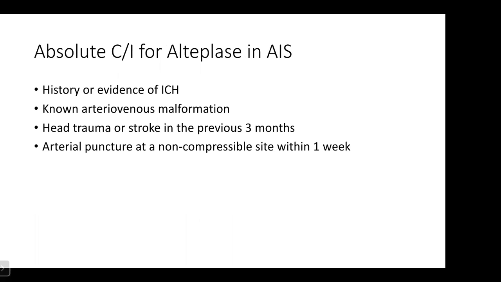We generally give alteplase in patients with thrombotic stroke. But we must know when alteplase should not be given. If there is a history of intracranial hemorrhage, it is absolutely contraindicated. Similarly, known arteriovenous malformation, head trauma or stroke in the previous 3 months, and arterial puncture at a non-compressible site within 1 week are absolute contraindications for alteplase in acute ischemic stroke.